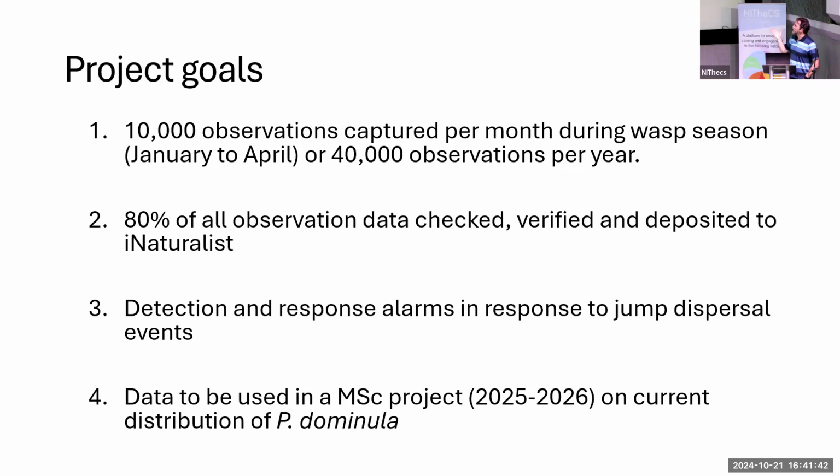So, and then let's say for a year, then 40,000 observations. So it's ambitious, but that would be several orders of magnitude more than the iNat data that's for this specific species in South Africa. And then we want all of these, or most of them, to go through to iNaturalist as research grade and then go on to GBIF.